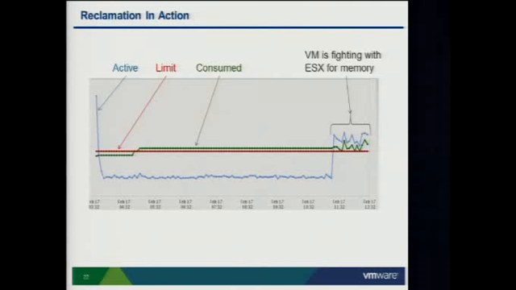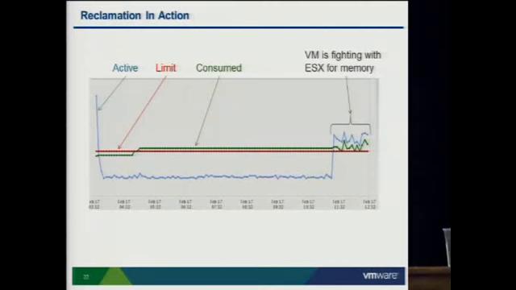Consumed goes back down. Now the VM's not deterred. It wants to use as much memory as it can. It's got a workload spike going on. So it shoots back up, tries to use more active memory. And indeed, you can see how consumed goes back up to match that. But then ESX quickly notices and says, hey, this is not okay. You got to come back down. So you can see how the VM's sort of fighting for memory here, and that's going to have a performance impact. It can't do everything it wants to do.